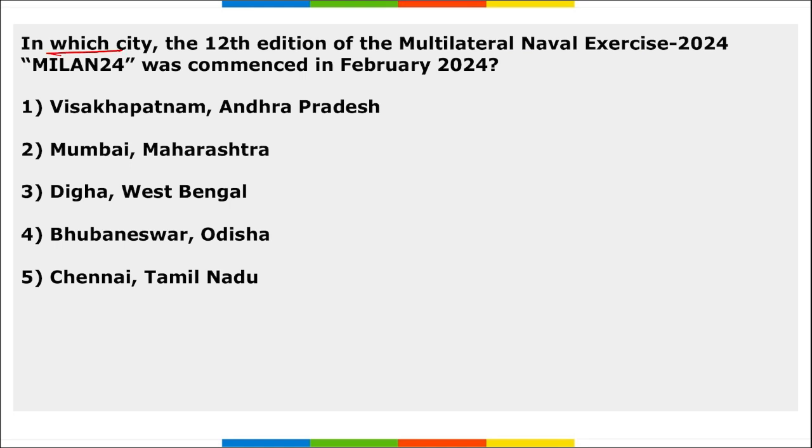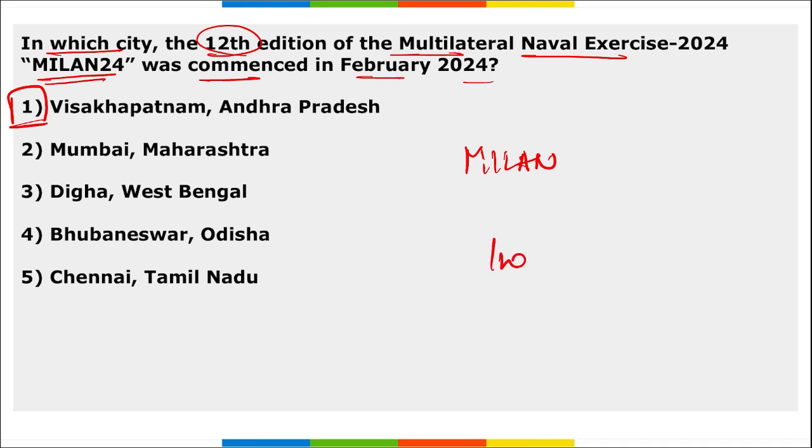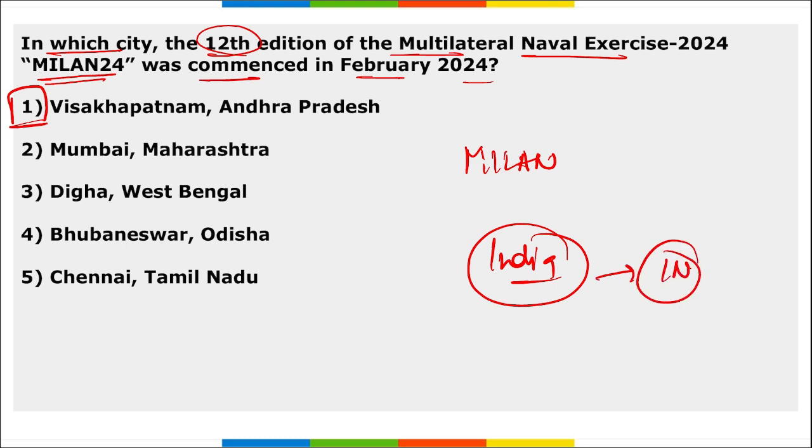Next, in which city was the 12th edition of multilateral naval exercise Milan 2024 commenced in Feb 2024? So Milan is the name of the exercise that was conducted at Visakhapatnam, Andhra Pradesh, and this Milan exercise was hosted by India. Correct? And multiple countries took part in this Milan exercise. A question can be asked that the Indian Navy hosted this particular exercise, do remember.